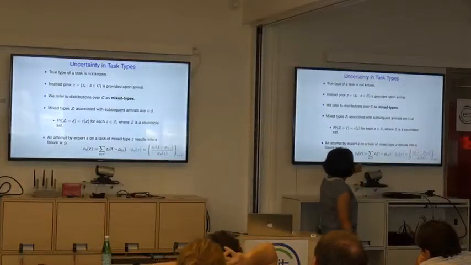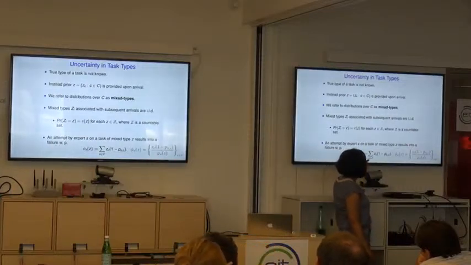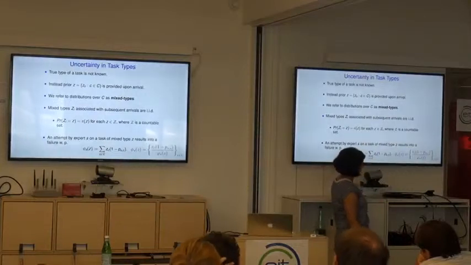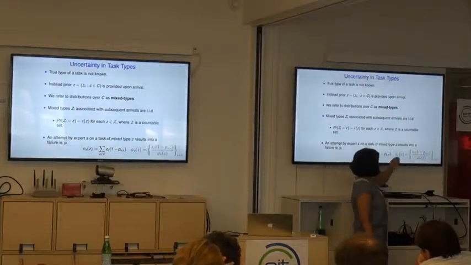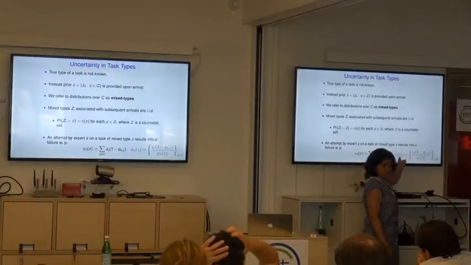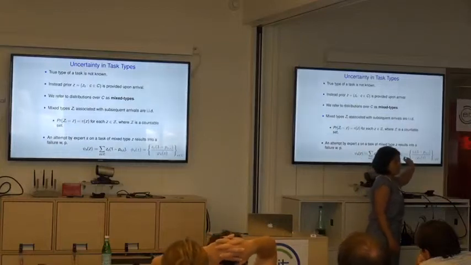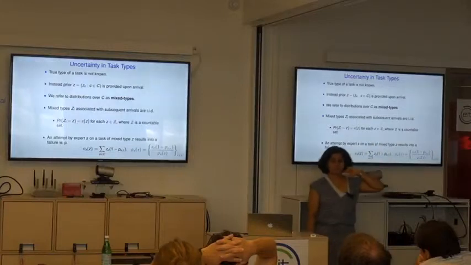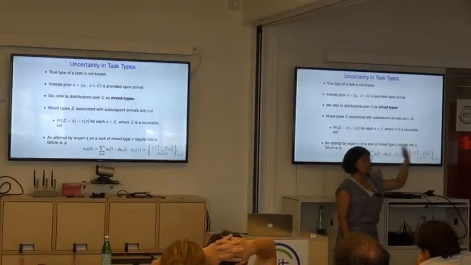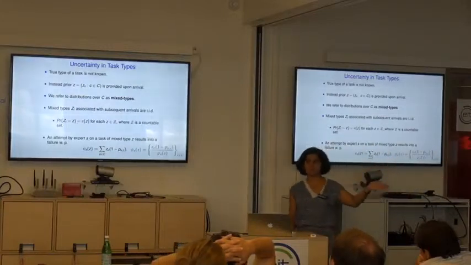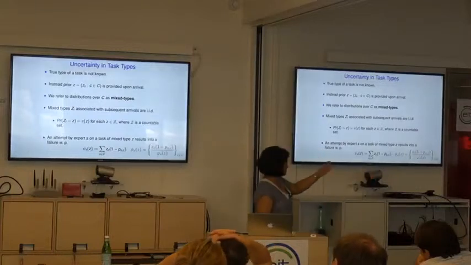And once this expert has worked on this task, if there is a failure, then we update the type of the task in the Bayesian format in this way. The phi is the posterior type of this task once it has been assigned to this worker s.